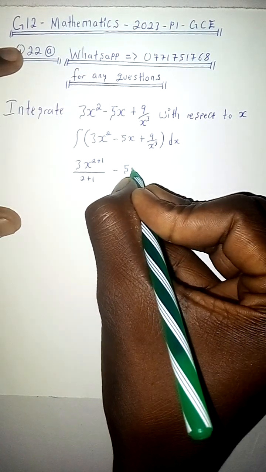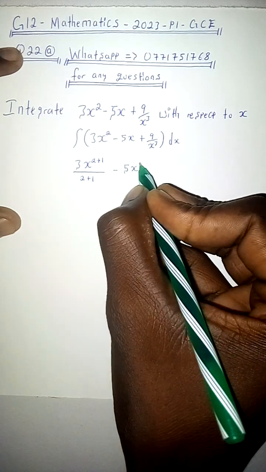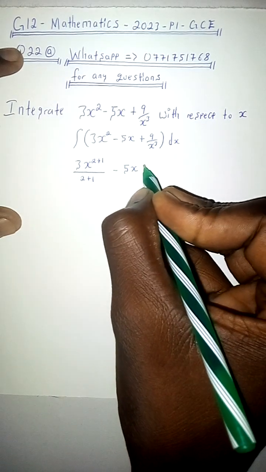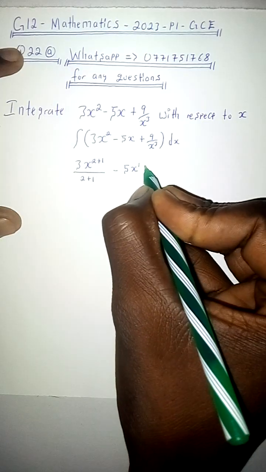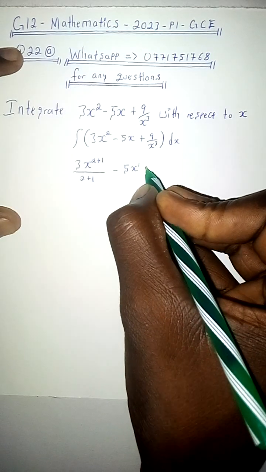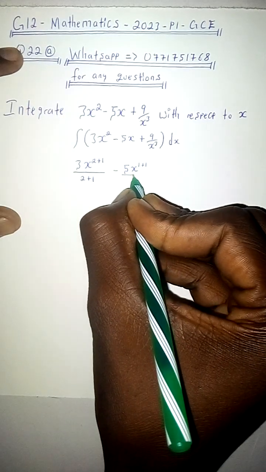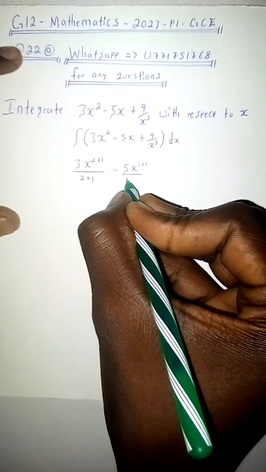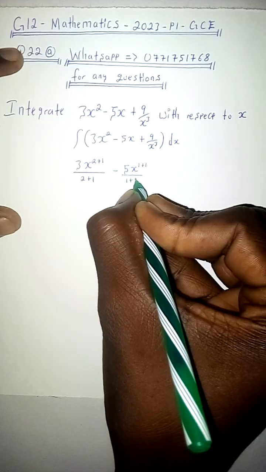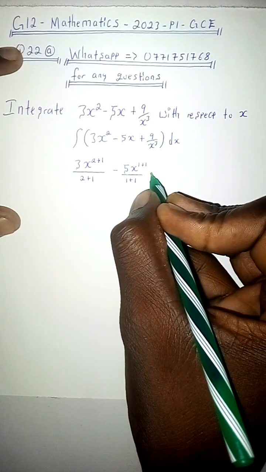Negative 5x. Well, what is the power here? Since we can't see it, the power is 1. Then what do we do to the power? We add 1 to the power. Then down there, we are going to put the entire power. In this case, we are going to have 1 plus 1. Okay? We move to the next one.